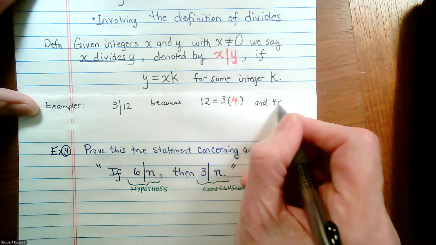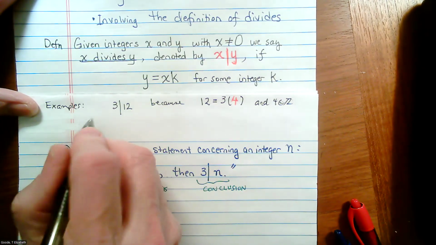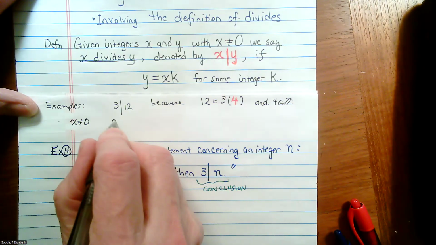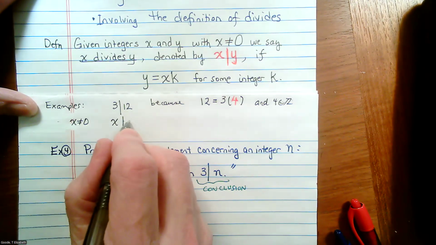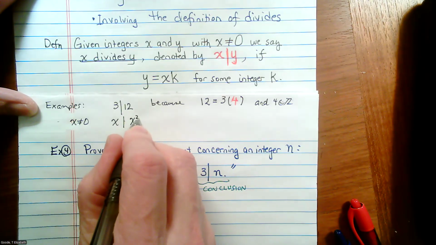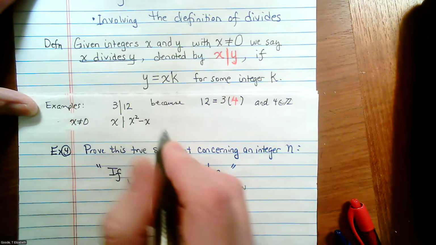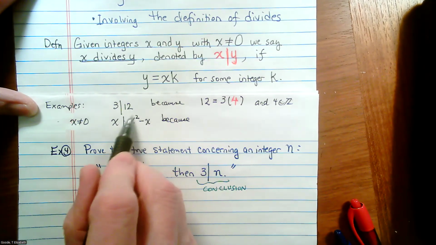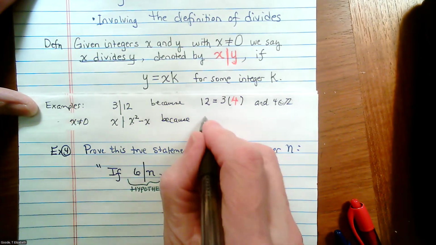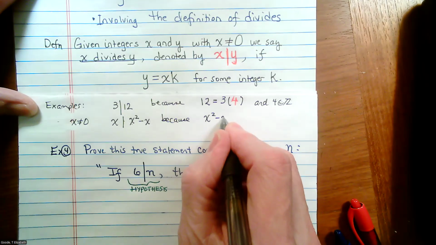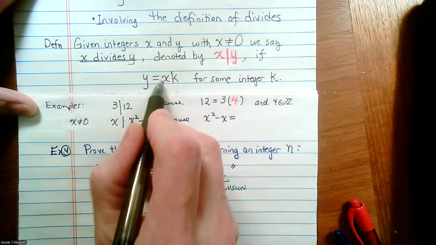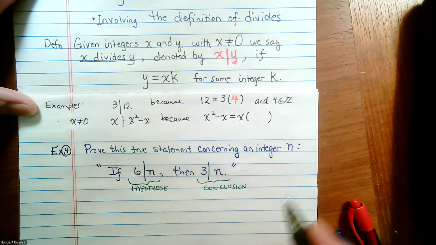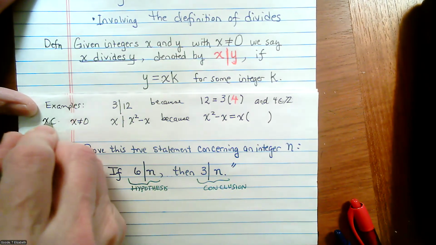And 4 is an integer. Let's do another one. If x is not equal to 0, then x divides x squared minus x, because this is our y, x squared minus x. X squared minus x is equal to x times what? X is an integer here.